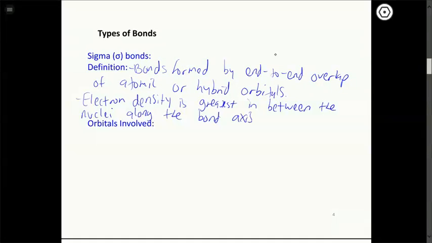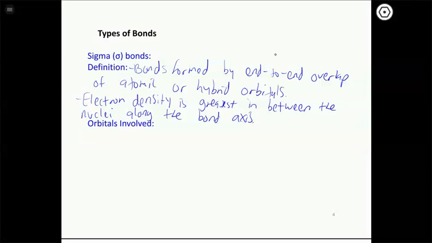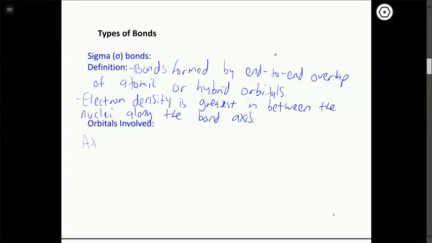So all the pictures that I at least attempted to draw last time that involved orbitals overlapping, either atomic orbitals or hybrid orbitals, those were all sigma bonds that I was drawing. And so the orbitals can be atomic or hybrid. We can form sigma bonds with any of these types of orbitals. So we don't need to have hybridization to form sigma bonds, but very often hybrid orbitals are involved.